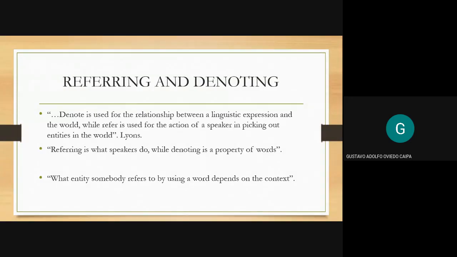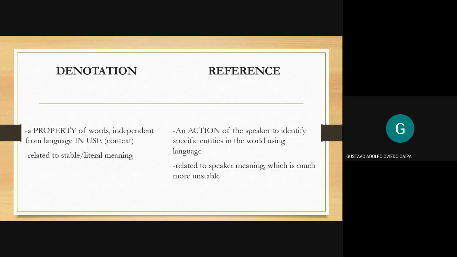We said, and this is something I already gave you in the presentations in the class, so I'm going to skip it for the moment. This is more or less what we talked about in class. We talked about the difference between denotation and reference, and we said that denotation is basically a property of words. It's independent from language in use or context. It is very much depending on the literal meaning of the words.